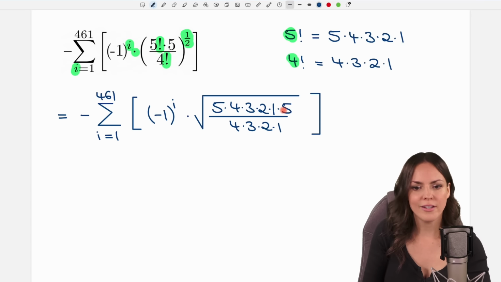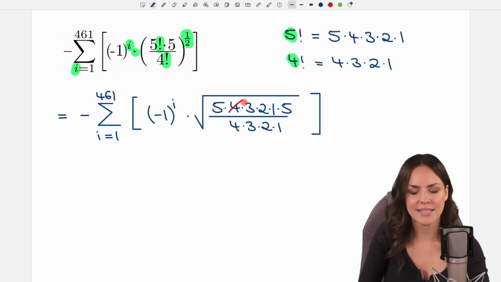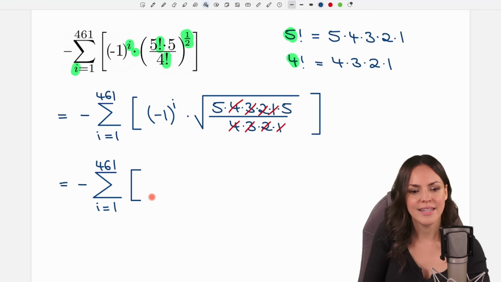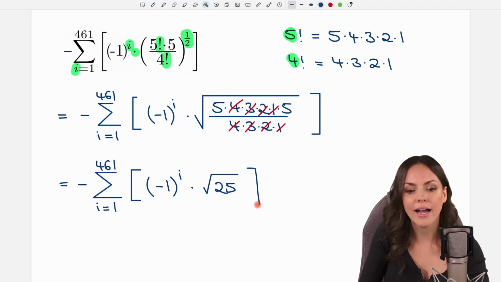Okay, now we have a fraction. There is a product everywhere, so we can cancel things out, the 4 and the 4 and the 3 and the 3 and all of this, so that in the end, only 5 times 5 is left. So what do we have there then? We have our sigma, I equals 1 to 461 still. Then inside, still our -1 raised to the power of I. But now we have the square root of 5 times 5, so the square root of 25.